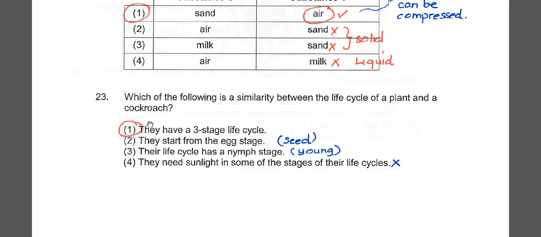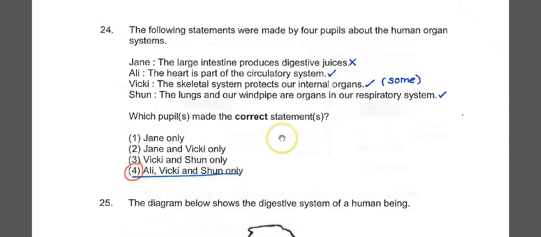Which of the following is a similarity between the life cycle of a plant and a cockroach? Both of them have a 3-stage life cycle. Okay, the following statements were made by 4 pupils. One of them says the large intestine produces digestive juice. This is wrong because the large intestine does not produce digestive juice. It does not help in digestion. It only absorbs water and some minerals into the system, right?